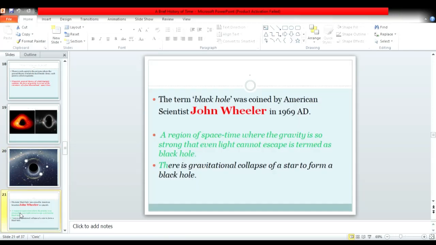The term black hole was coined by American scientist John Wheeler in 1969 AD. A region of space-time where gravity is so strong that even light cannot escape is termed a black hole, and there is gravitational collapse of a star to form a black hole.